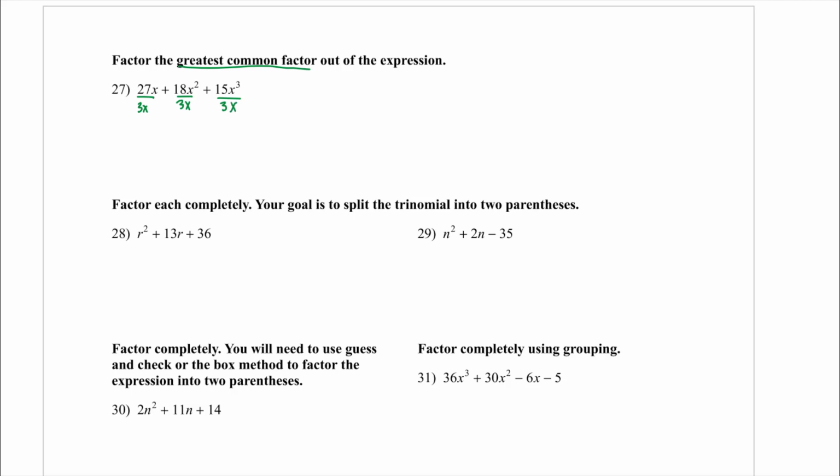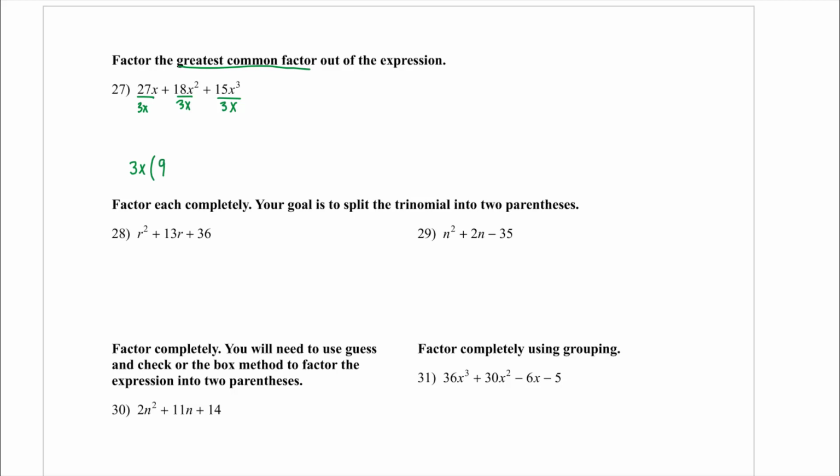But because we want to write this out as basically a reverse distributive property, the 3x is going to go in front of a set of parentheses. We're dividing each of these by 3x, and so then we'll write what happens when we divide each of them by 3x inside of our parentheses. 27x divided by 3x, 27 divided by 3 gives you 9, and the x's cancel.